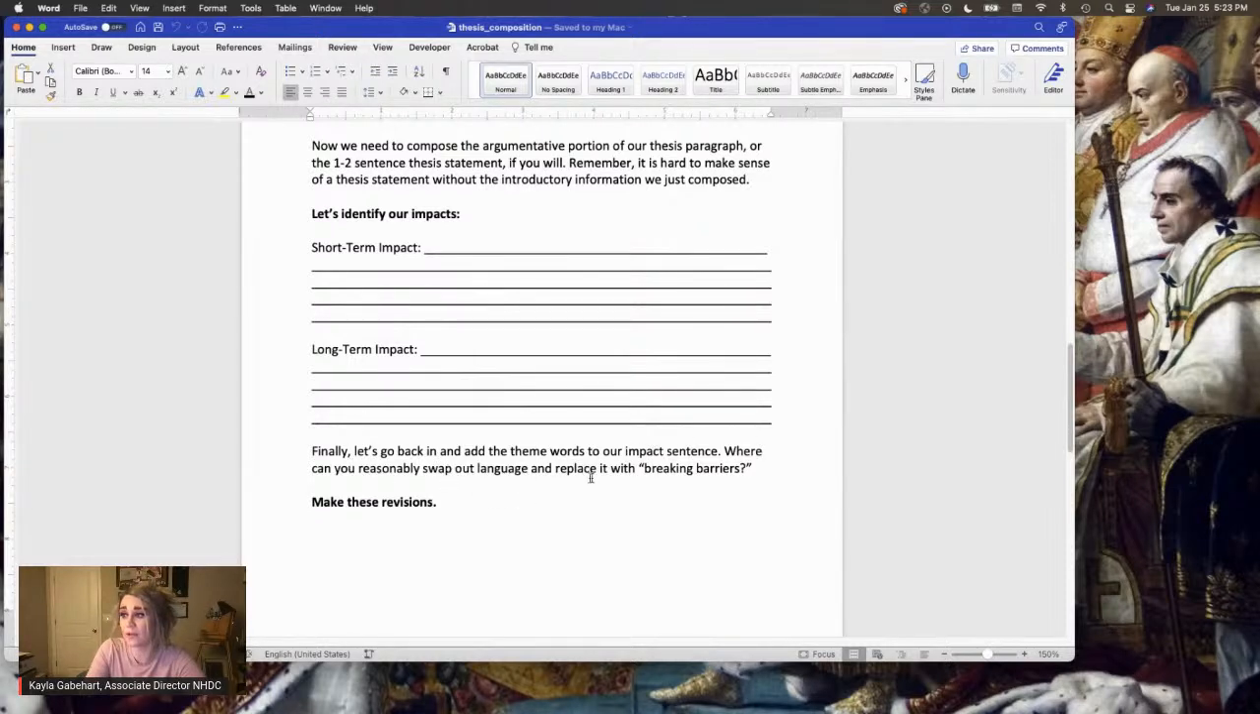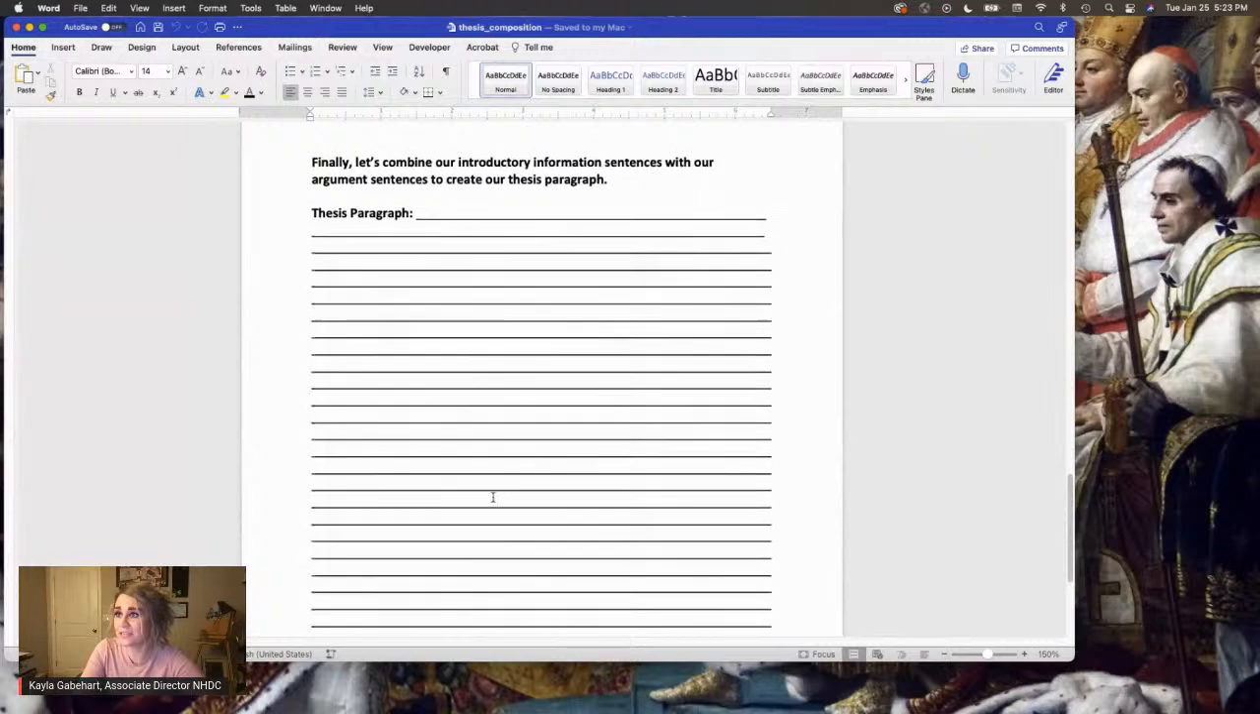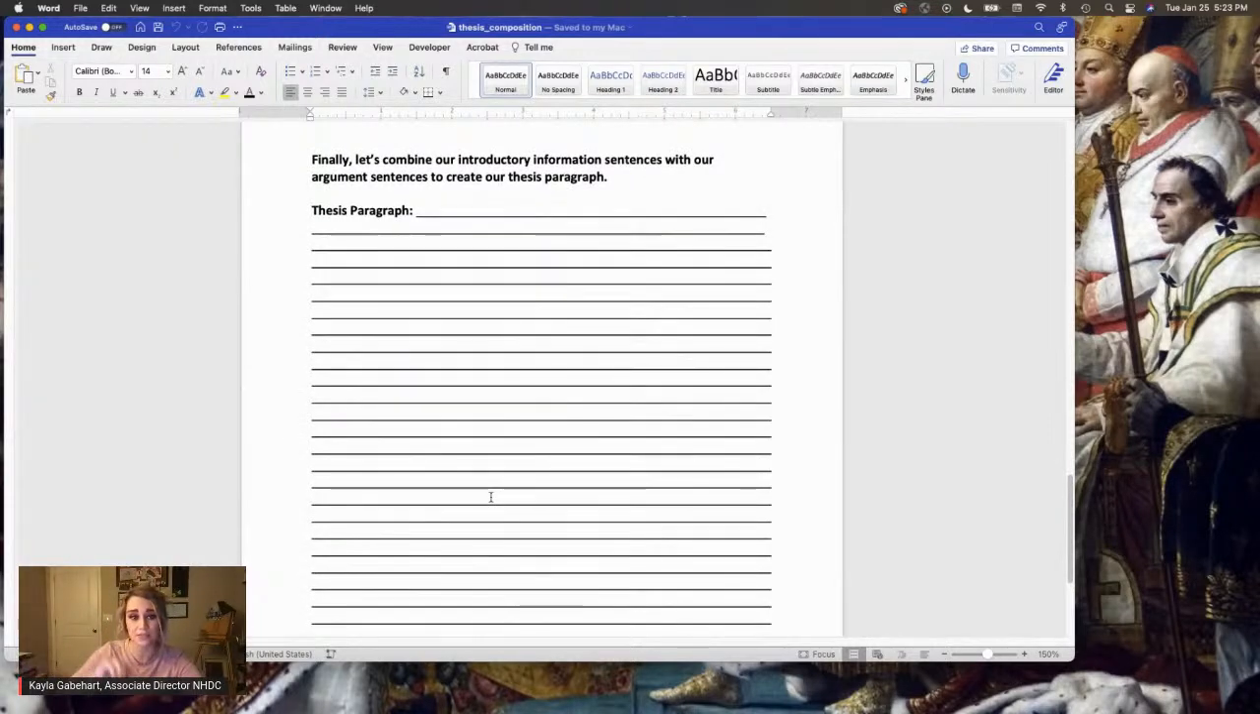Now let's go back in and add the theme words to our impact sentence. Where can you reasonably swap out language and replace it with debate and or diplomacy? This was an old theme. Where will those fit in my impact sentences? We'll go back and add those. Again, we're just doing revisions. Make those revisions.